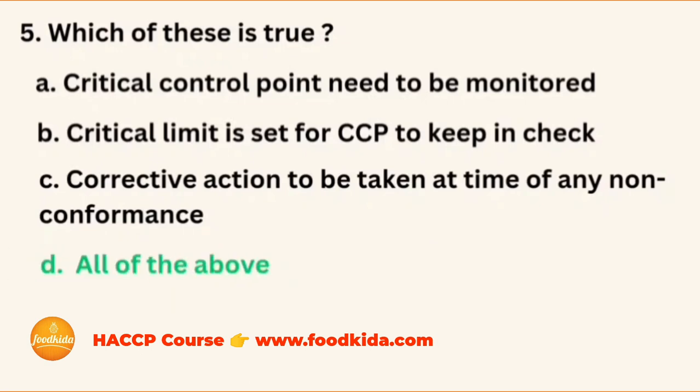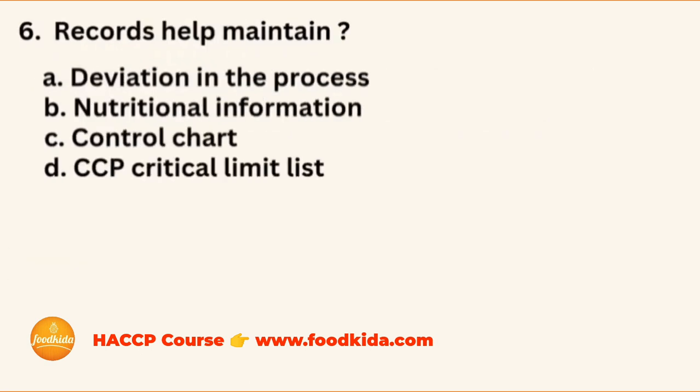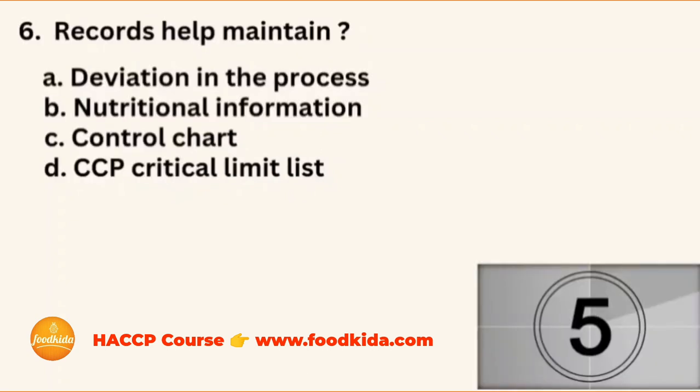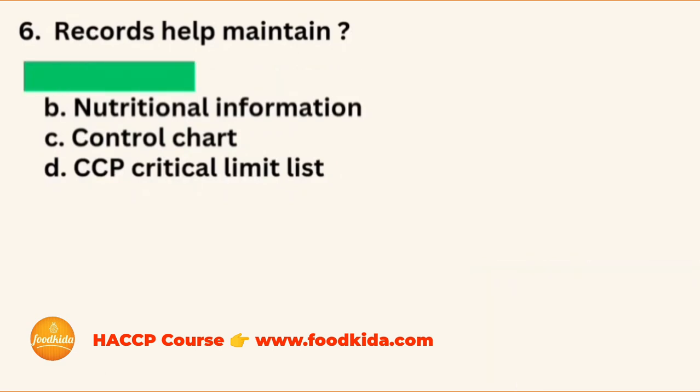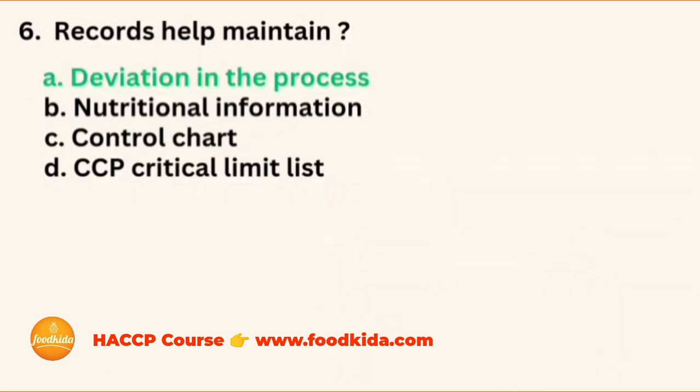All of the above. Records help maintain: Option A, deviation in the process. Option B, nutritional information. Option C, control chart. Or option D, CCP critical limit list. And the correct answer is option A, deviation in the process.